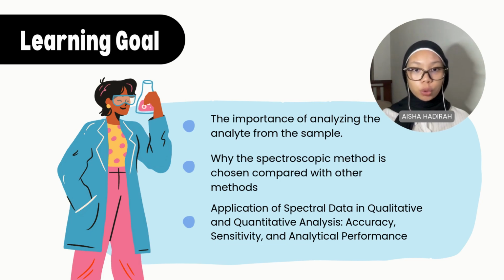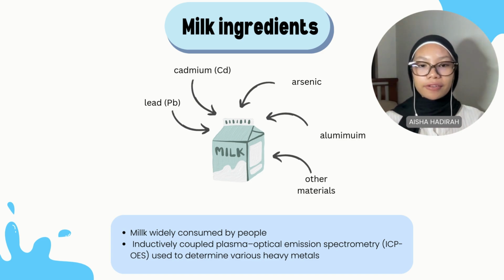So in this video, I'll be explaining about the importance of analyzing the analytes from the sample, why the spectroscopic method is chosen, and the application of spectral data in qualitative and quantitative. Analyzing analyte from samples is essential to determine the presence, concentrations, and potential impact of specific substances within a matrix.